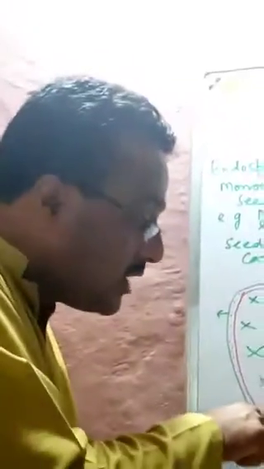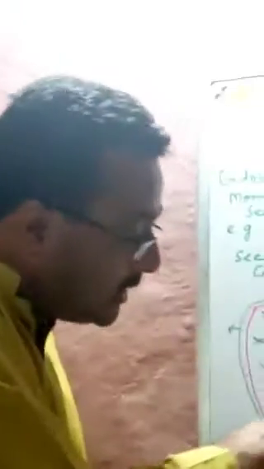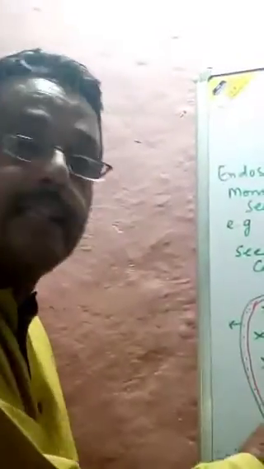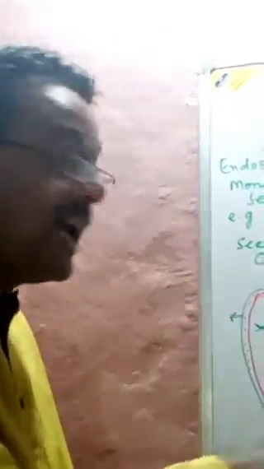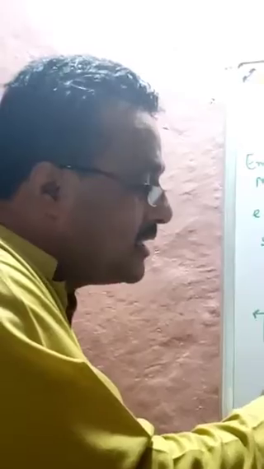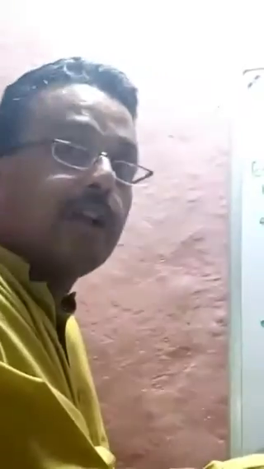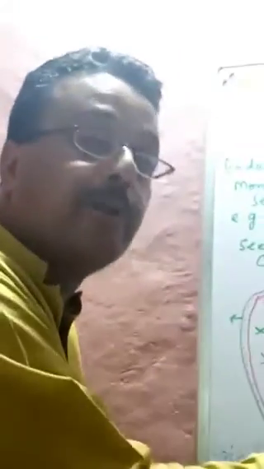Now this scutellum, or this cotyledon, does not have any reserve food material present in it. Then why is it called the cotyledon? In the case of the endosperm, this is the reserve food material, and when it gets digested, it is then absorbed by the scutellum. Then this absorbed food is used for the embryonic development.